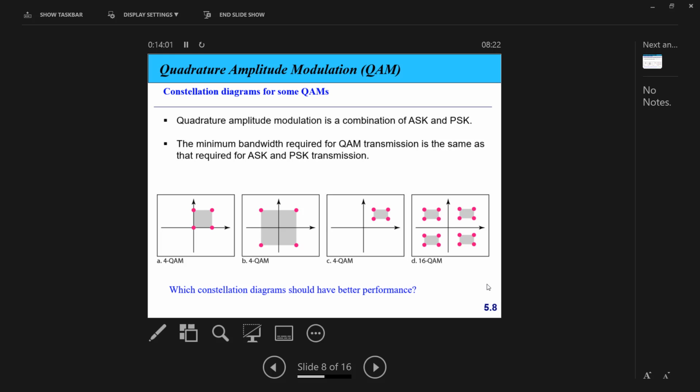So which is better from this diagram? According to what I want. Which is better from the error point of view? From the error point of view, this is the better one. Okay. Any question?